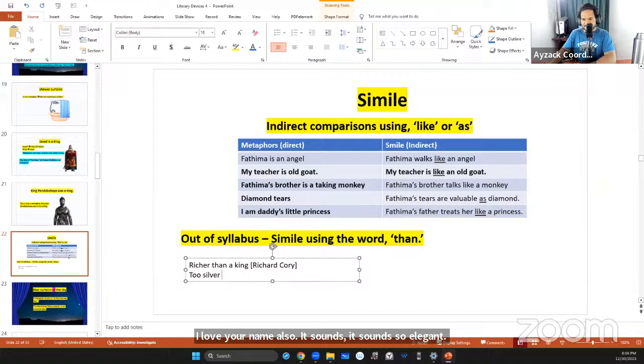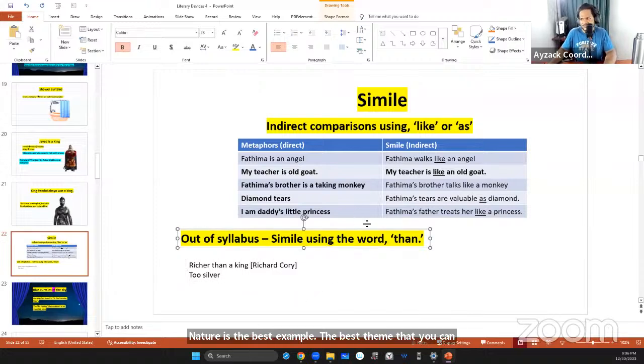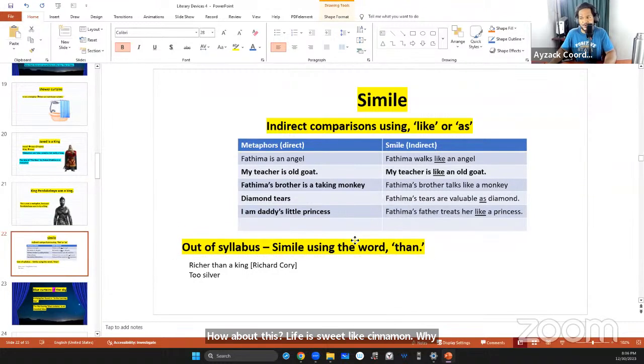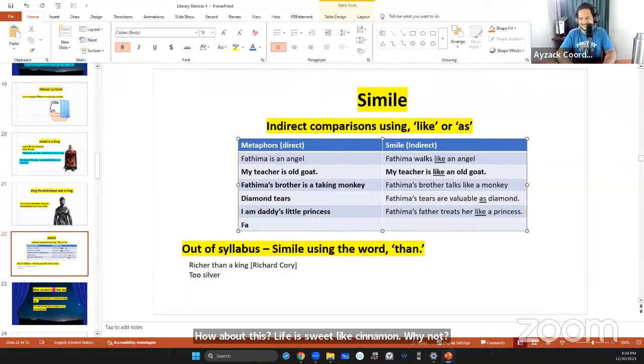Sir, if I am targeting an A, which theme should I choose? Again, choose nature. Nature is the best theme that you can use to get an A. Sweet as sugar. How about this? Life is sweet like cinnamon. Why not? Fatima is sweet as cinnamon. That is a good example.